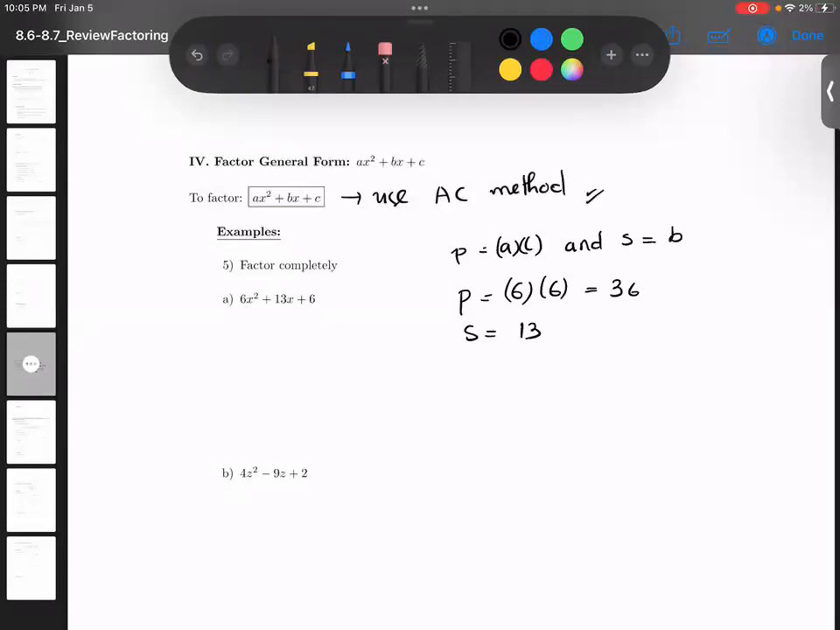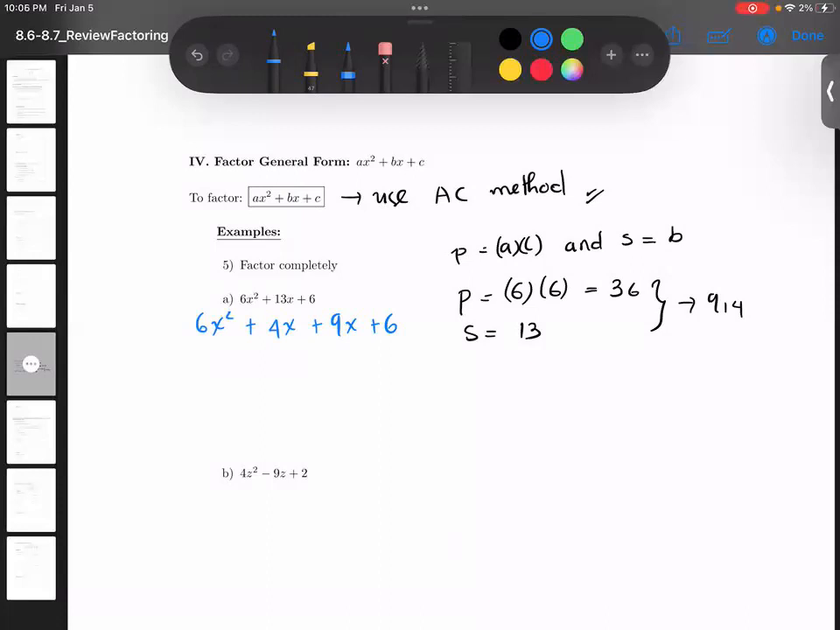So what are the two numbers that, when you multiply them together, you get 36 and add up to 13? That will be 9 and 4. So what we're going to do with the 9 and 4 is split that 13x into 9x plus 4x. So we write this as 6x squared plus 4x plus 9x plus 6. 9x plus 4x is 13x too.